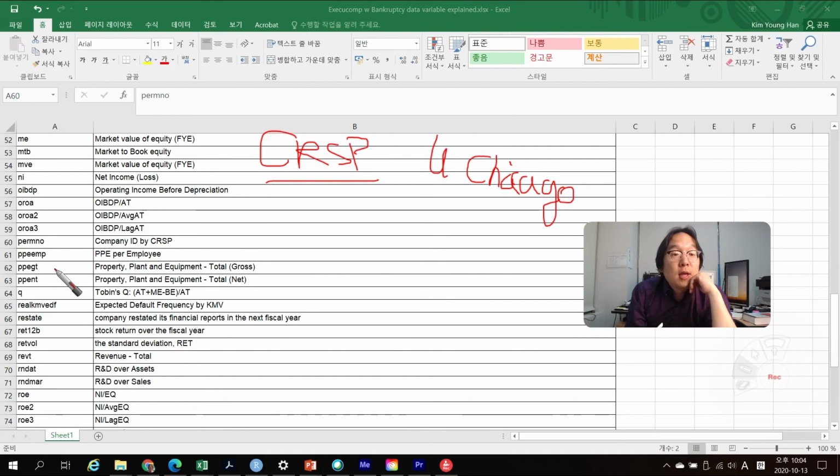And then this is PPE EMP, that is fixed assets, PPE per employee. So divided by the number of employees. How much fixed assets does the company have per head, per employee? PPE GT, that is what? Gross total of PPE, the dollar amount, and net amount, the dollar.